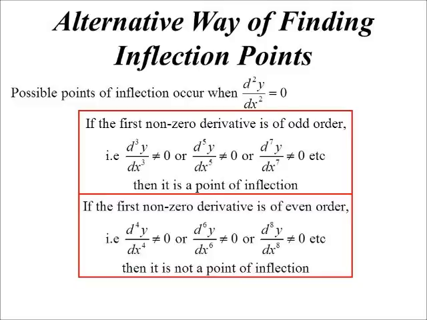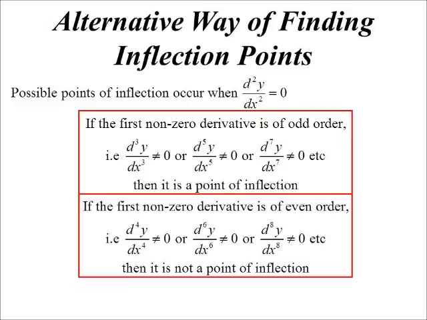If it's of even order, it won't be a point of inflection. And so going back to the second derivative, remember we found the second derivative is equal to zero. That was a possible point of inflection. It might not be, because if the first time you substitute in the answer is not zero and it turns out to be an even derivative, then it's not a point of inflection.